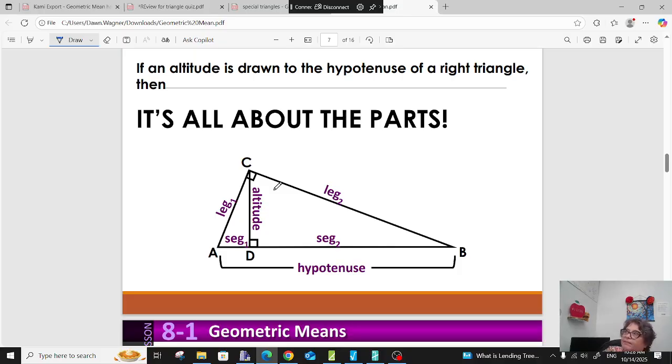So it's not all about the base, it's all about the parts. It's all about the parts. If anybody likes that song. Maybe it's just me. Okay.